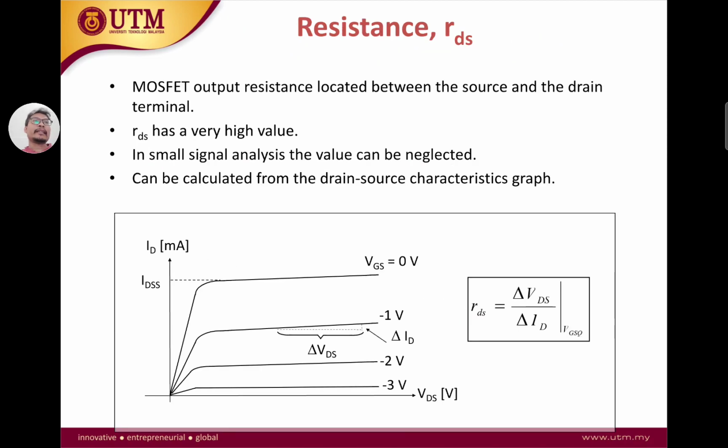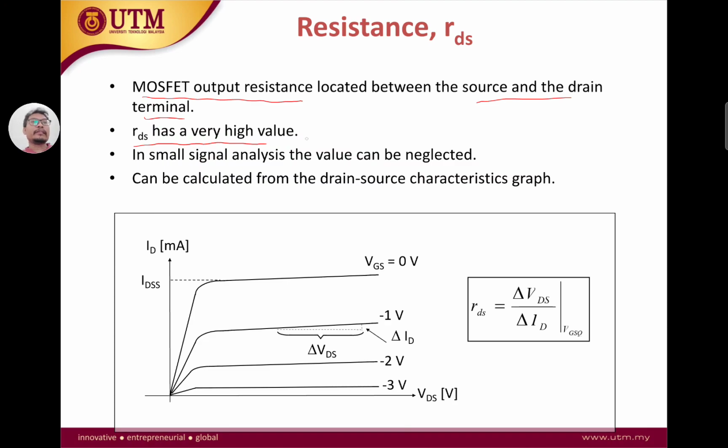And then the rds. So what is rds? rds is in fact the MOSFET output resistance, internal to the MOSFET, which is located between the source and the drain terminal. So we have a resistance between the drain and the source, which is called rds, and normally it has a high value.